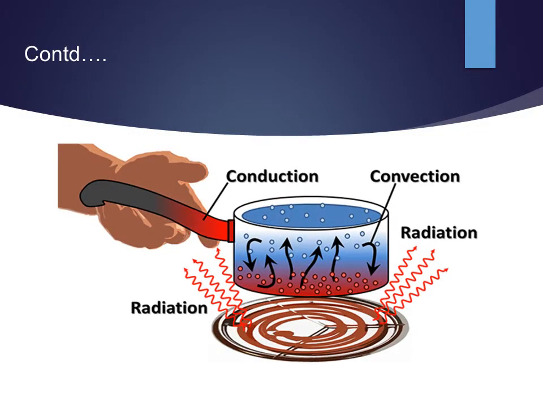Now this example shows all three modes of heat transfer, that is conduction, convection and radiation. Conduction is heat transfer between two solid media or two surfaces. Convection is from a solid to any fluid medium, that is a liquid or gas, and radiation is heat transfer in the absence of a medium.